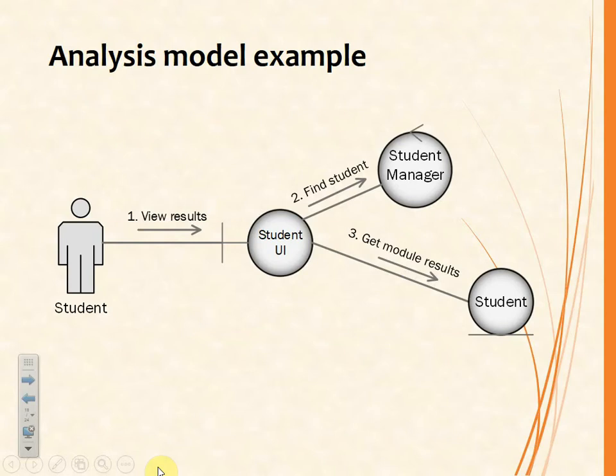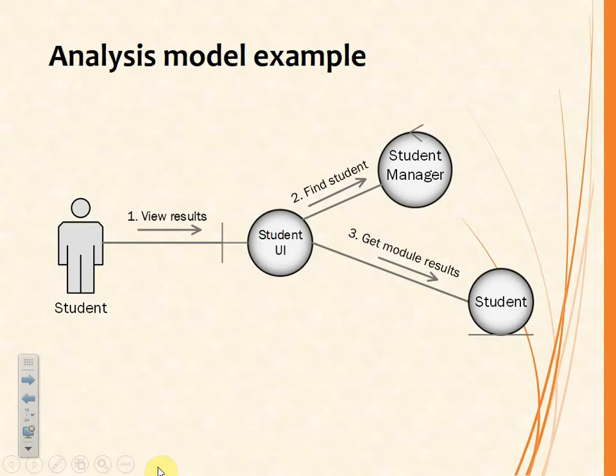Now that manager will find the student and return a reference to the student UI boundary class. And that means the student UI boundary class now knows where that student is and can send a message to that student entity saying something like get module results. And then it will display those results. But again, we don't need to show that. That's solution.